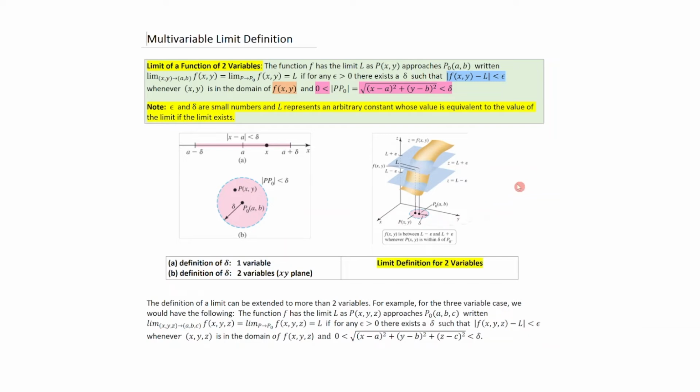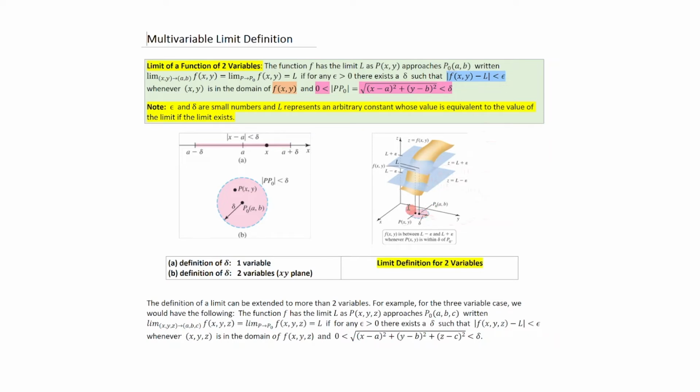So what you see here is this plane z equals L plus epsilon, and z equals L minus epsilon. That comes directly from this expression here, the absolute value. So as epsilon goes to 0, these two planes basically get closer and closer to each other and presumably converge on a single point if the limit L exists.